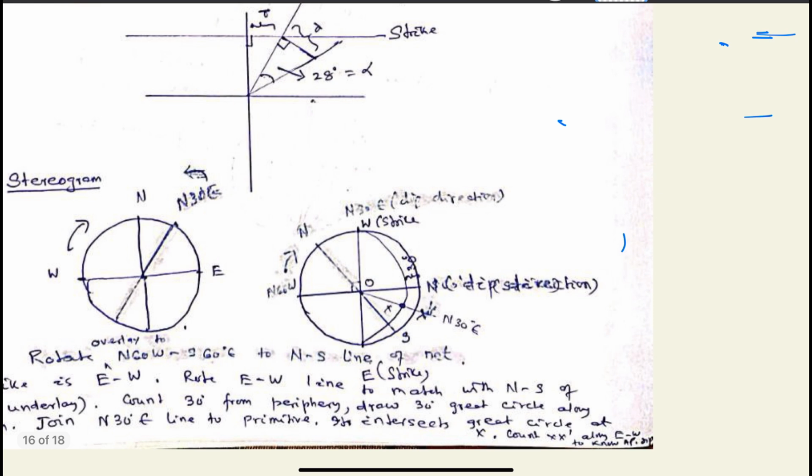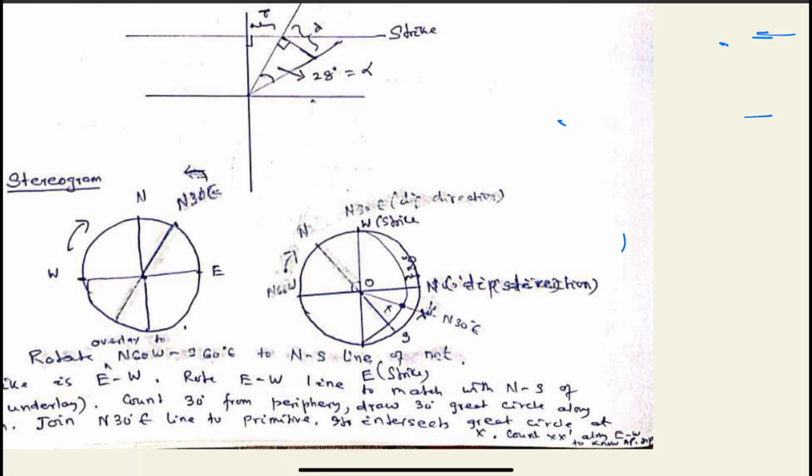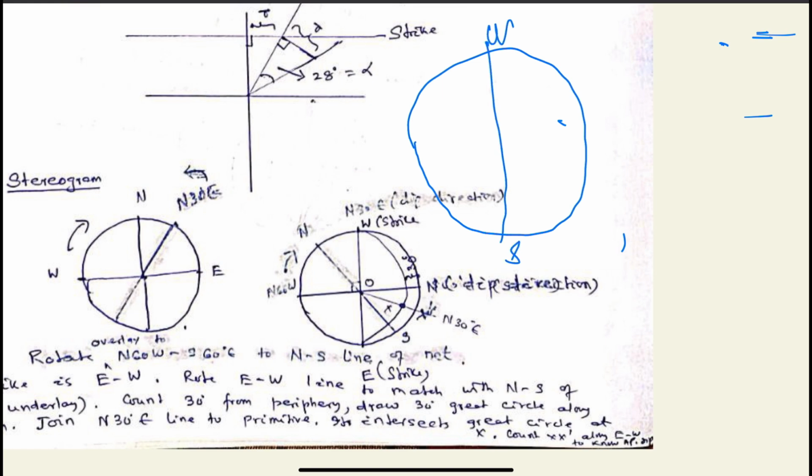Now, how can we use the stereo diagram to solve this problem? We have the stereonet like this, with north and south. We have been told that the bed is dipping along north at an angle of 30 degrees. To find this dip circle, what do we do? We bring this north line to the east-west line by rotating it.